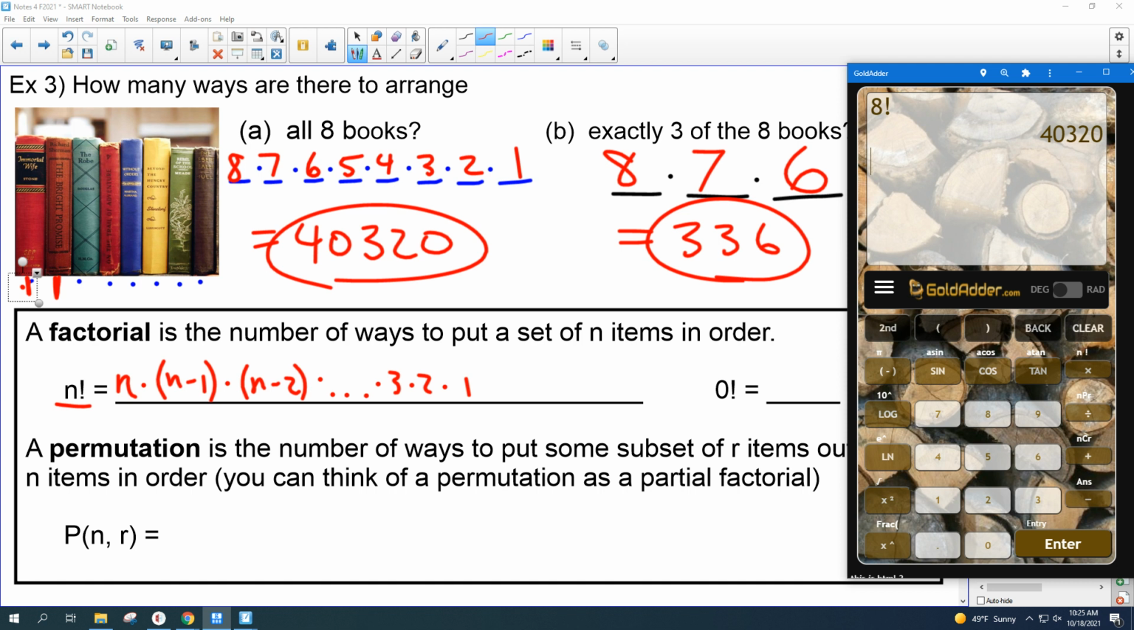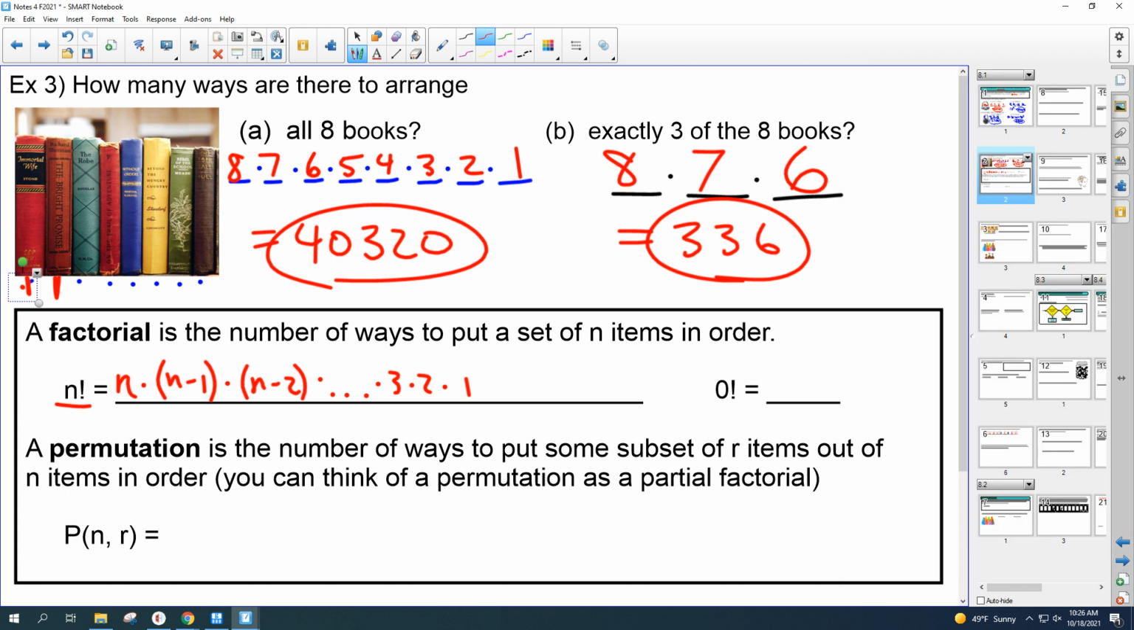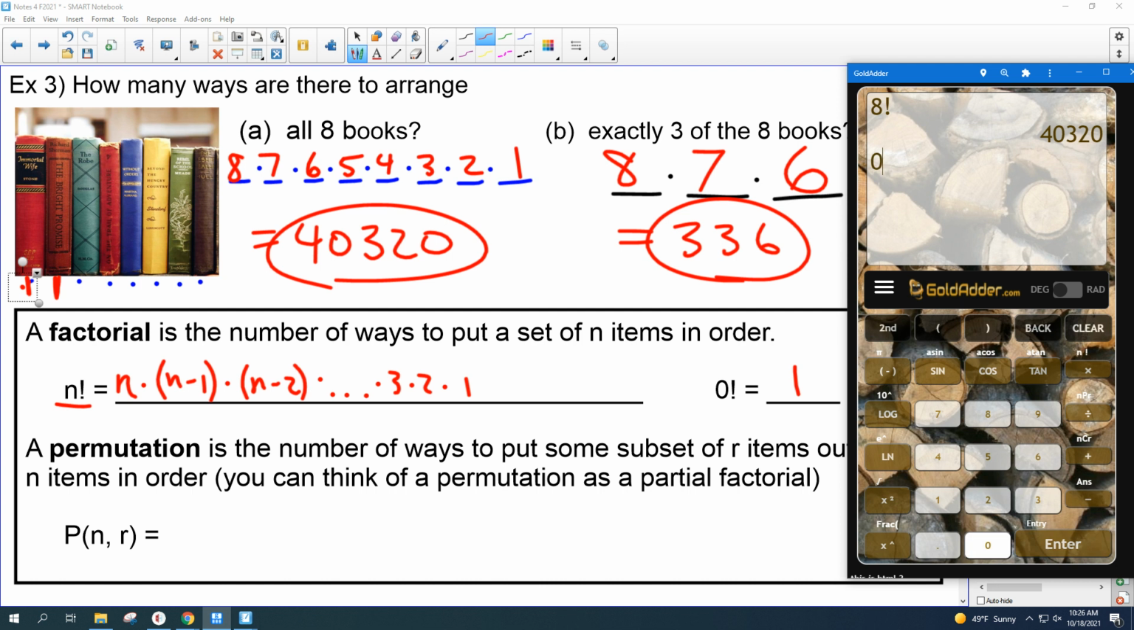Now, 0 factorial is weird. It doesn't seem like it would make any sense. But 0 factorial is just defined as 1. So just memorize that. 0 factorial is 1. It should show you 0 factorial equals 1 on your calculator. That is just a definition. That will always be the case.